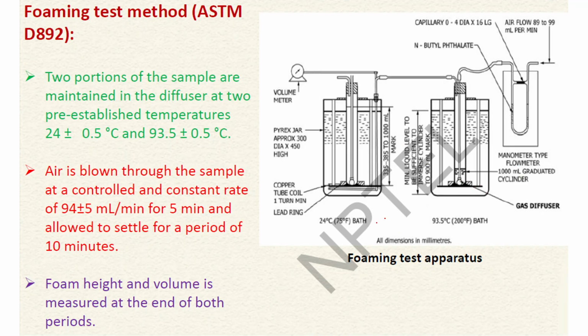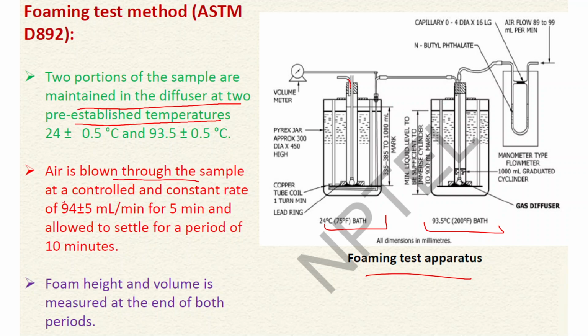This is the foaming test apparatus. In the two chambers, we have taken the crude oil, our lubricant oil. Two portions of the samples are maintained in the diffuser at two prescribed pre-established temperatures. Different temperatures are kept in the two different baths, that is 24 degrees C in the first bath and 93.5 degrees C in the second bath. And air is introduced in each of the chambers using a diffuser.